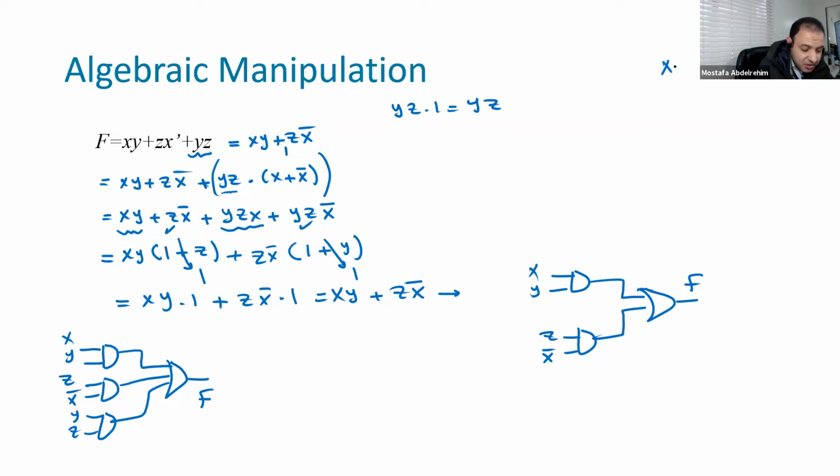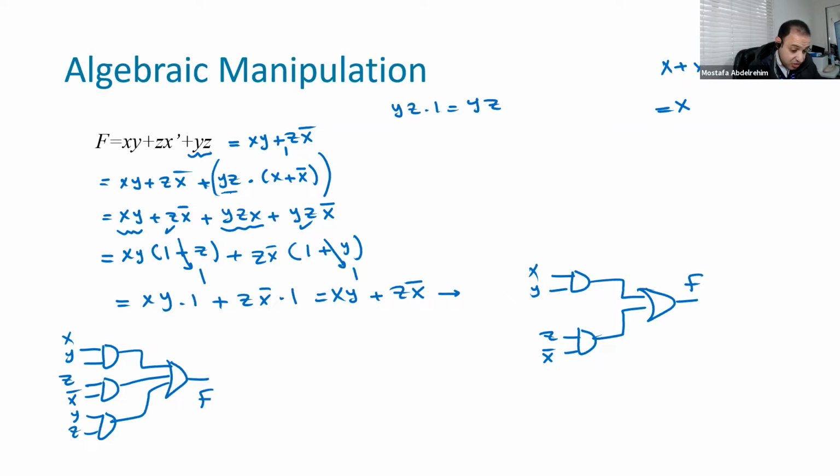One of the theorems: xy or xy bar is equal to x. And the proof is very easy. Just take x as a common factor. It will be y or y bar, which is 1. So x and 1 is x. Something very similar happened here. Now we have reduced the number of gates by 1, and also the OR gate at the output has only 2 inputs. Again, this will make its implementation a lot easier, and this will reduce its power consumption as well.